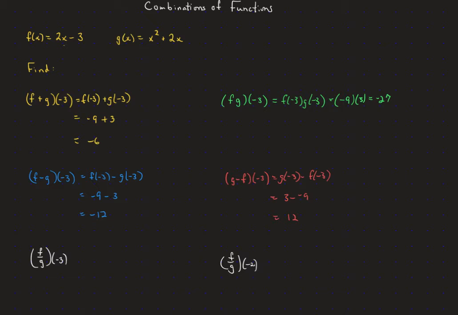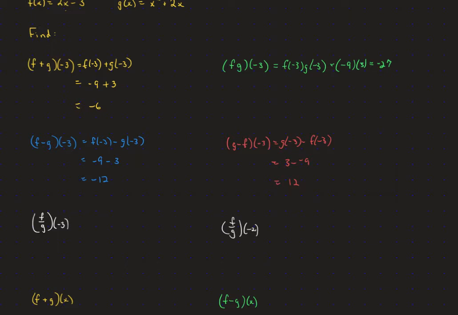Now, for the division ones, we have to be a little bit alert because we just want to make sure we don't end up dividing by something that is zero. So here we're okay because f of negative 3 is negative 9, and g of negative 3 is 3, so we'll just get a negative 3.